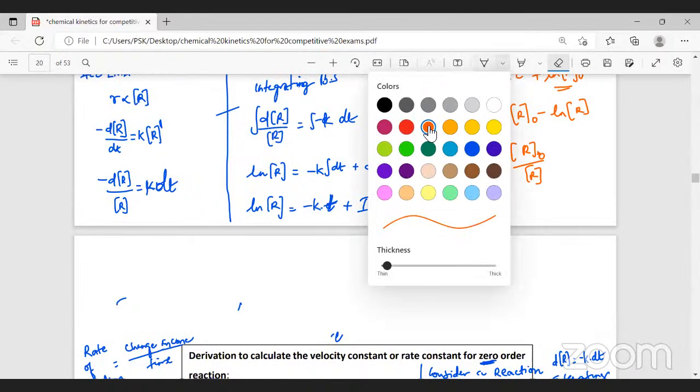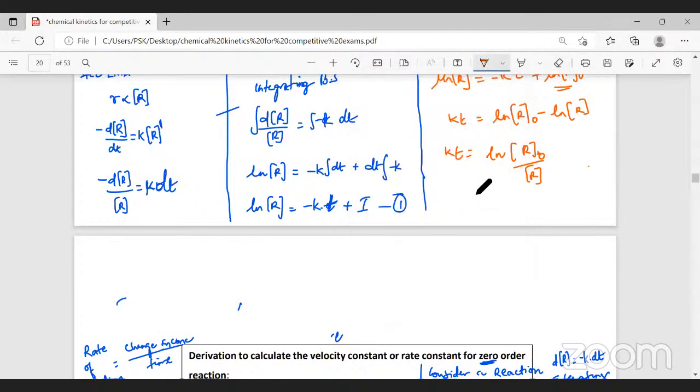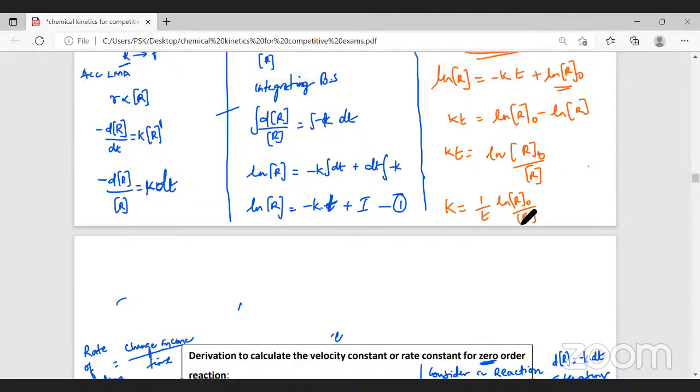Now we can write this equation. Can I write k is equal to 1 by t, natural log of R naught by R? I've just brought this t to the right-hand side. When I bring t to the right-hand side, it becomes 1 by t. Yes or no?